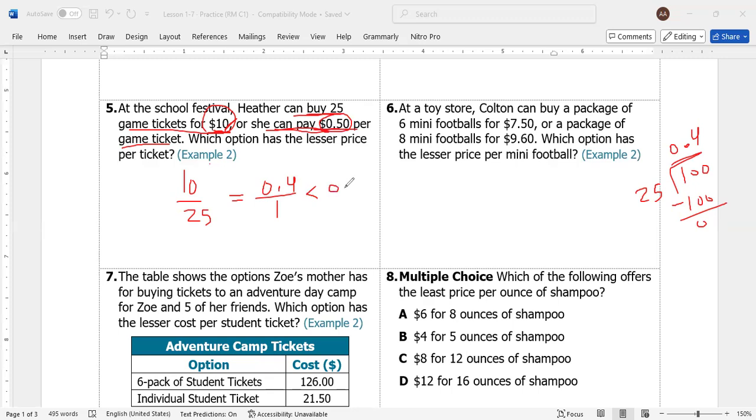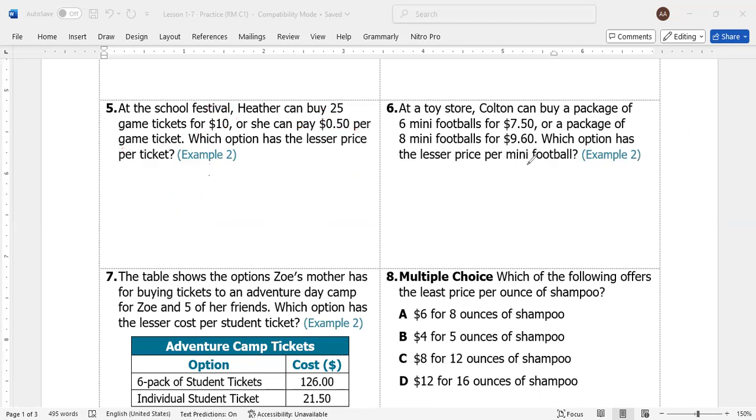So if she buys the 25 tickets, it will cost less as compared to the individual one. So which option has the lesser price? We will say not the individual one. If she buys 25 game tickets, that will cost less. Okay, it was asking, so we have to write the answer that way. The next question is the same. We have two different choices. Number one is, at a store there is an offer that if you buy 6 mini footballs for 7.50, I will see what will be the cost of one football.